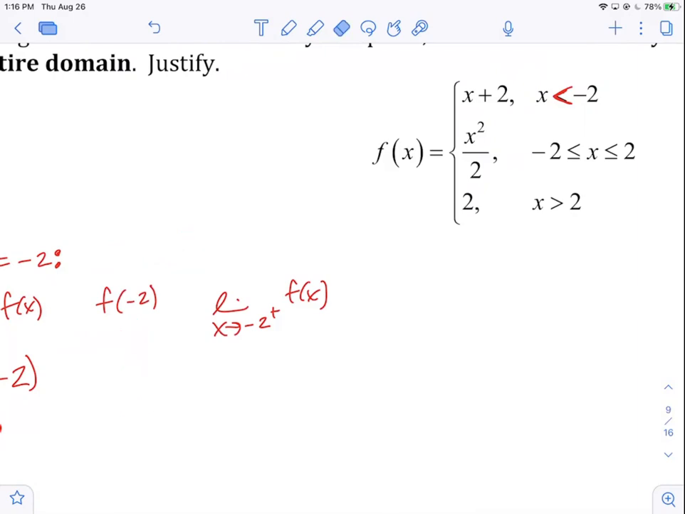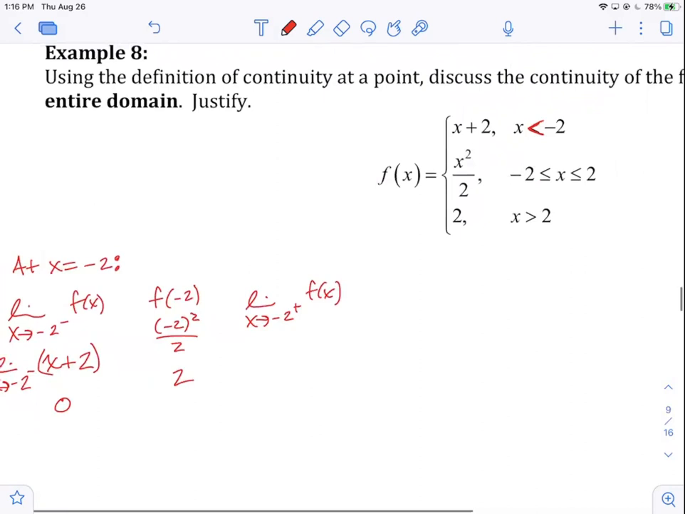So we're looking for the equal sign. You could do this, negative 2 squared over 2. You could do that, right? And that kind of indicates that you plugged it into the middle piece. And then just be careful with your negatives.